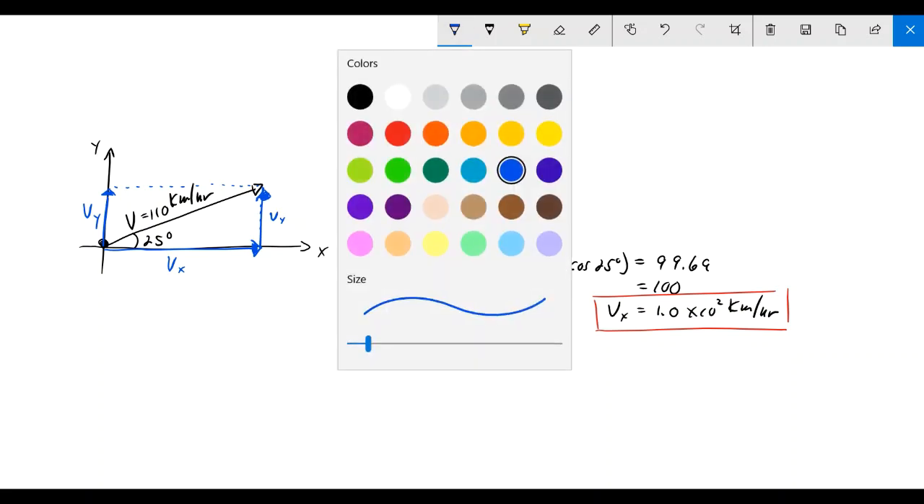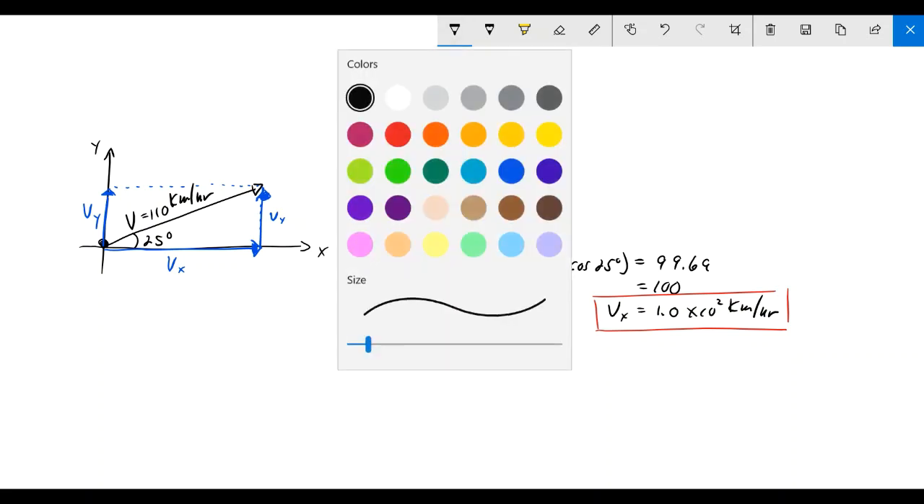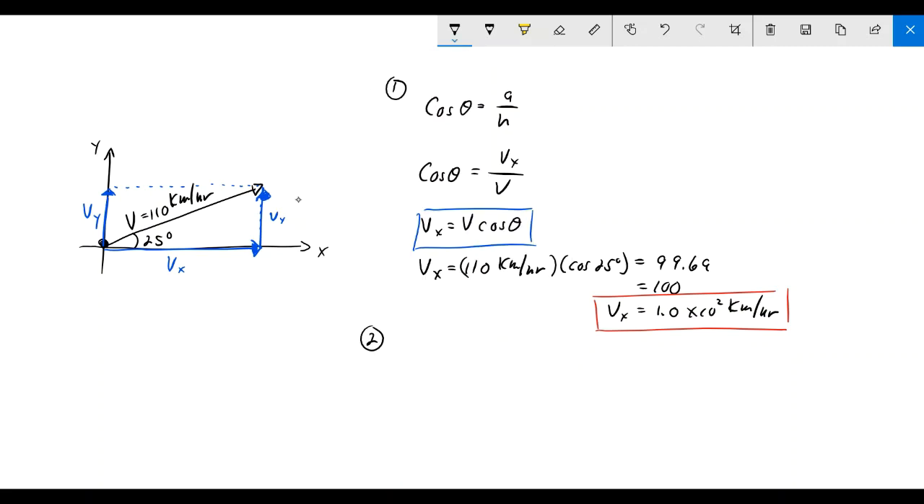So how do I find what Vy is equal to? Well, if I ignore Vx right now, then Vy and V make up 2 sides of the triangle. They make up the opposite side and the hypotenuse. That would be the sine function. Sine of my angle is opposite over hypotenuse. So for this problem, the sine of my angle, opposite is Vy, hypotenuse is V. So Vy equals V sine theta. This is the equation that solves number 2.